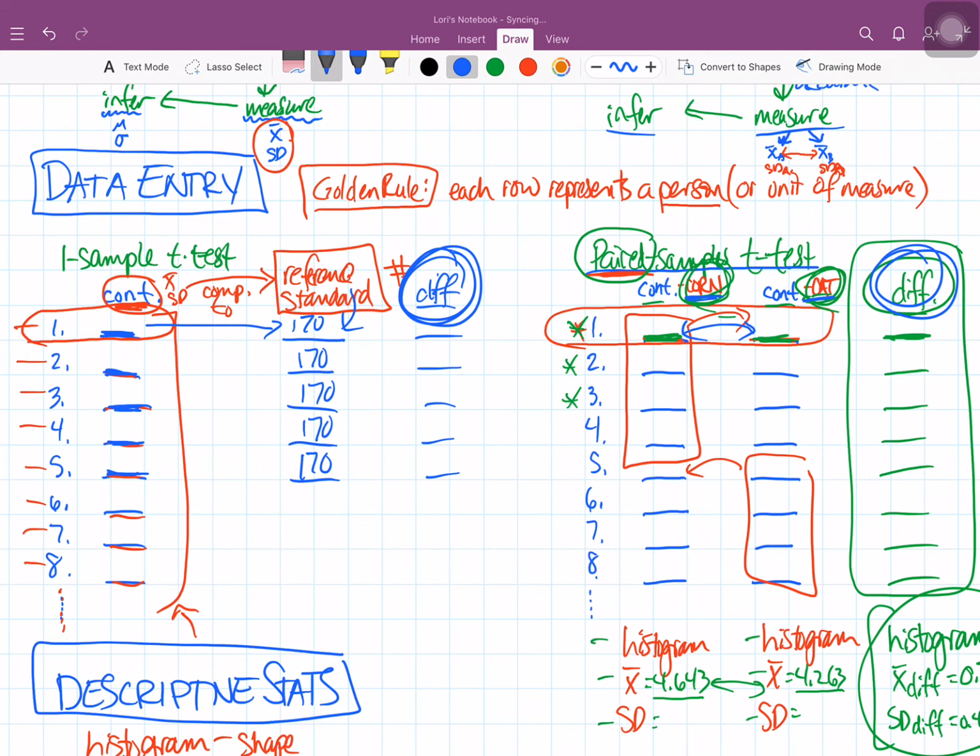And so hopefully as we go through this, you'll start to see some similarities so that this all makes sense. That's really what we want, is for it to make sense. So that concludes our video on paired samples t-test. I hope that was helpful.